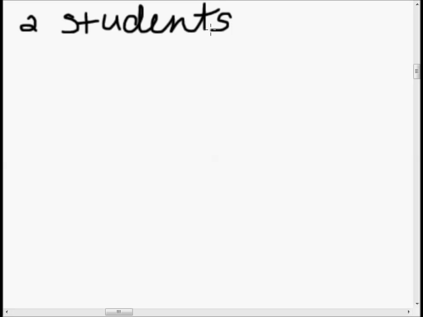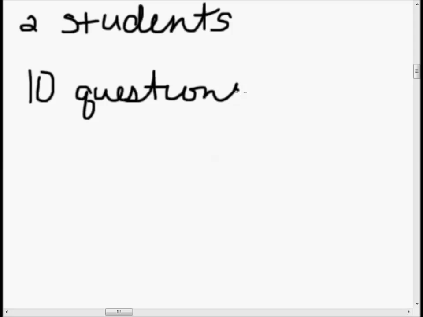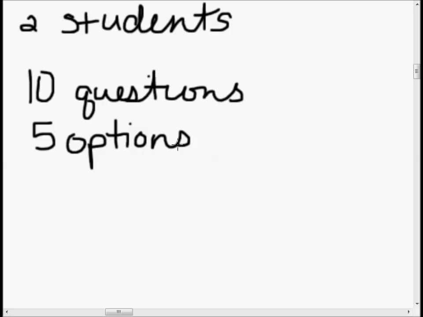So let's go ahead and write down what we know. Okay? So the first thing we know is that there are 2 students. My tablet's running a little bit slow today. We know that there are 10 questions. We know that each question has 5 options. And we know that there is one correct answer for each question.